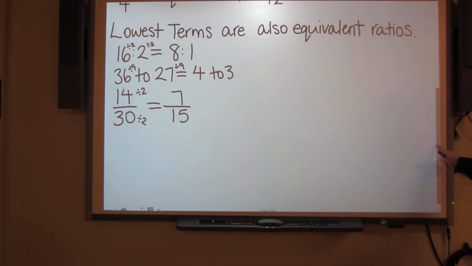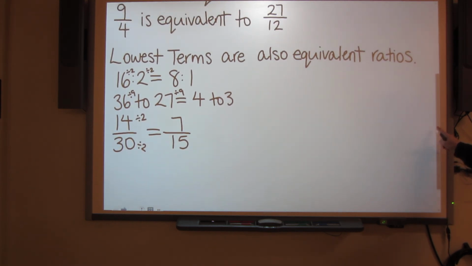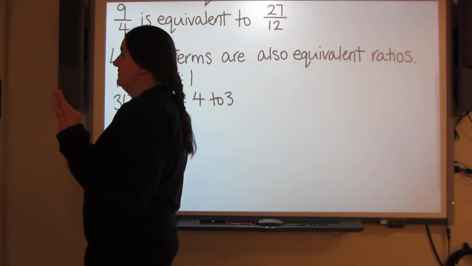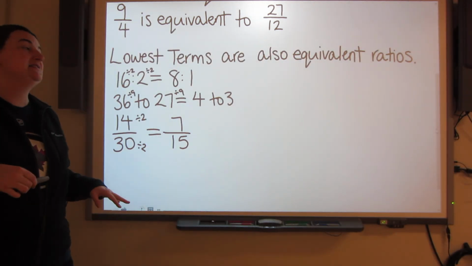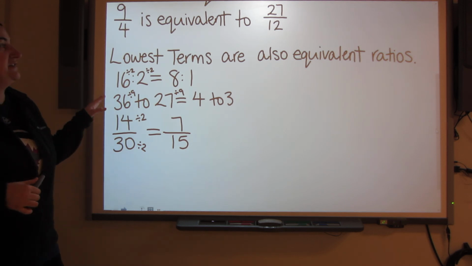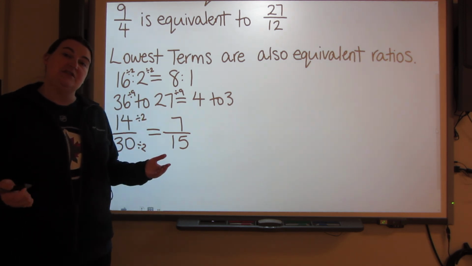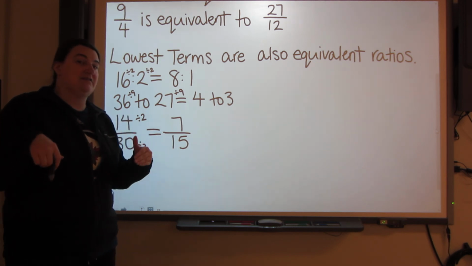Here we go, lowest terms. Okay, so lowest terms, we talked about this yesterday, we've talked about it before when we were doing fractions. It's the same thing. Lowest terms are also equivalent ratios. Usually when you're doing lowest terms, you're dividing instead of multiplying.